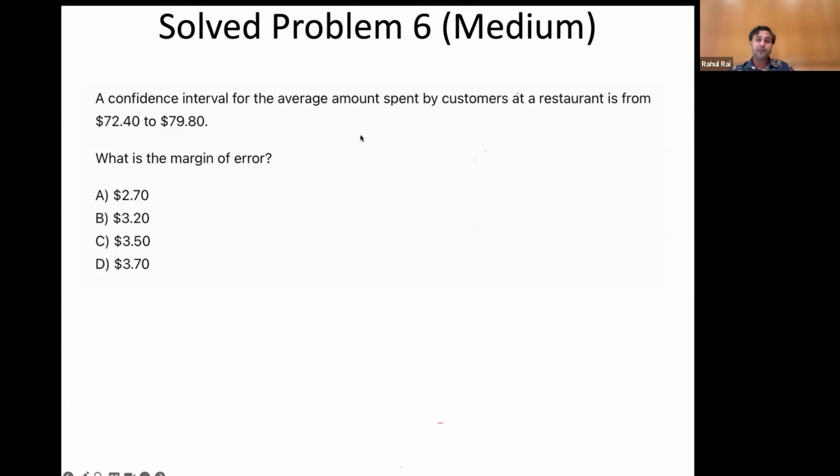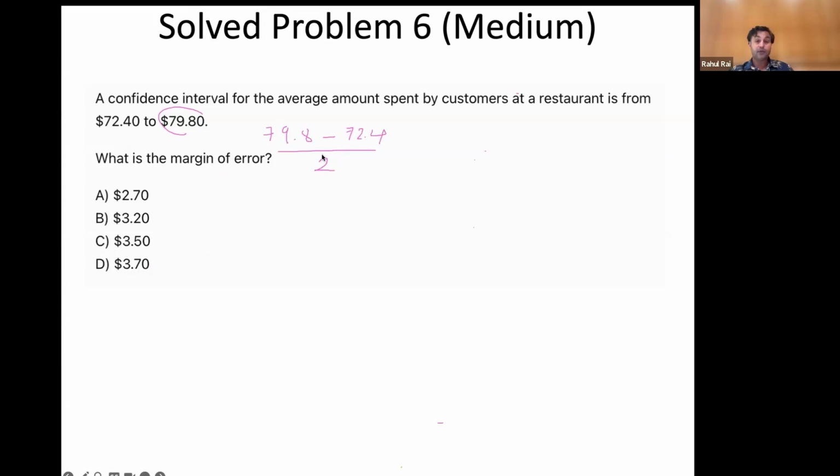Estimate plus or minus margin of error leads to the interval value. So if you take the high value, which is 7.98, and from this you subtract the low value, which is 72.4, that's the overall interval. Divided by 2, that's the delta of the interval, which is the margin of error. So this is what will give you D as the right choice.